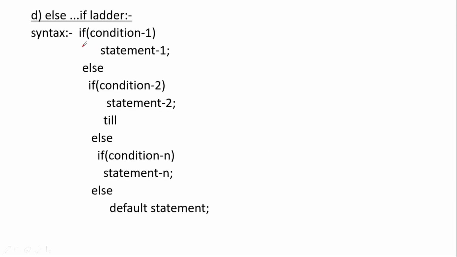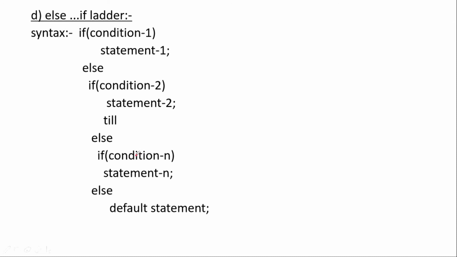Now we'll see the fourth if statement, the else if ladder. This is the syntax for the else if ladder. If condition 1 is satisfied, then statement 1 will be executed. Else it will check the second condition. If this condition is true, then the second statement will be executed. This will continue till the nth condition, until a certain condition is satisfied.